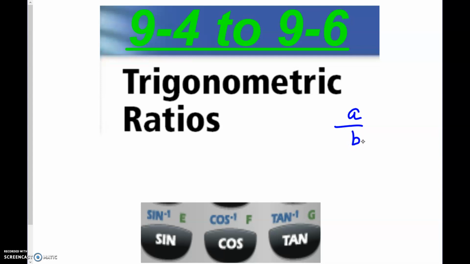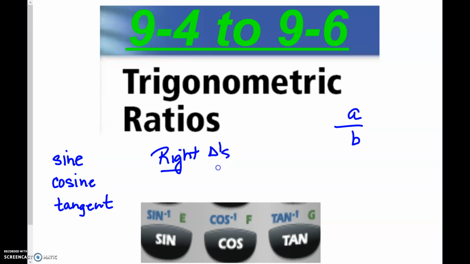Have you ever wondered on your calculator what these three buttons stand for? What they stand for, it's not sin, it's actually sine. And then the cos is cosine, and the tan is tangent. And these are all very specific ratios in right triangles.